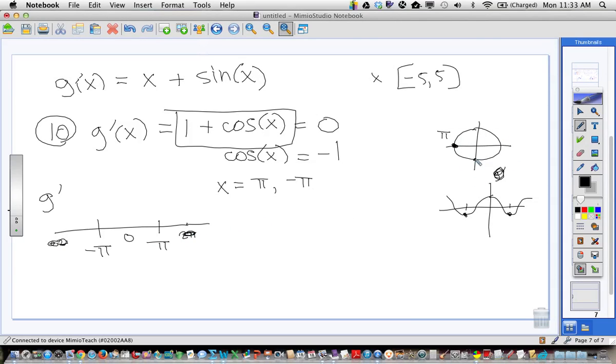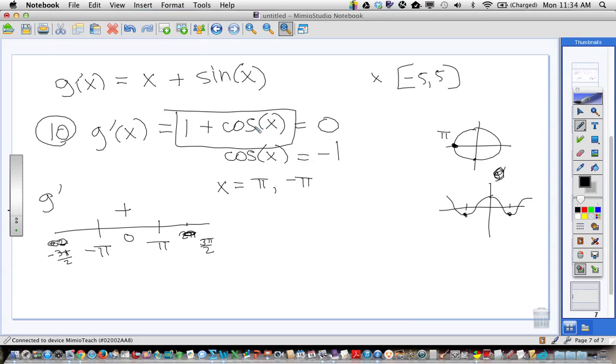What would be bigger than pi? How about 3 pi over 2? 3 pi over 2 would be bigger than pi. And how about negative 3 pi over 2? Those have a better chance of being in there. That's like 4.7 something. And we got to plug those into this G prime. So what's 0? Let's do 0 first. What's cosine of 0? 1. 1 plus 1? 2. So that's positive.